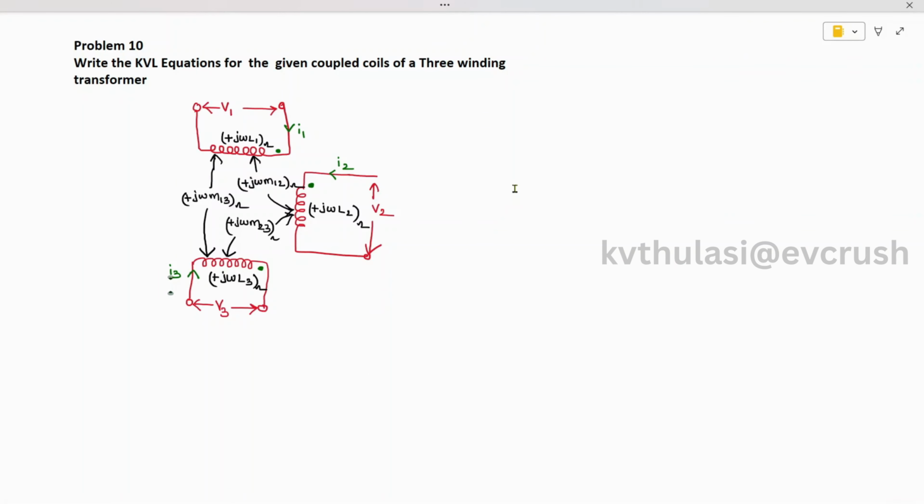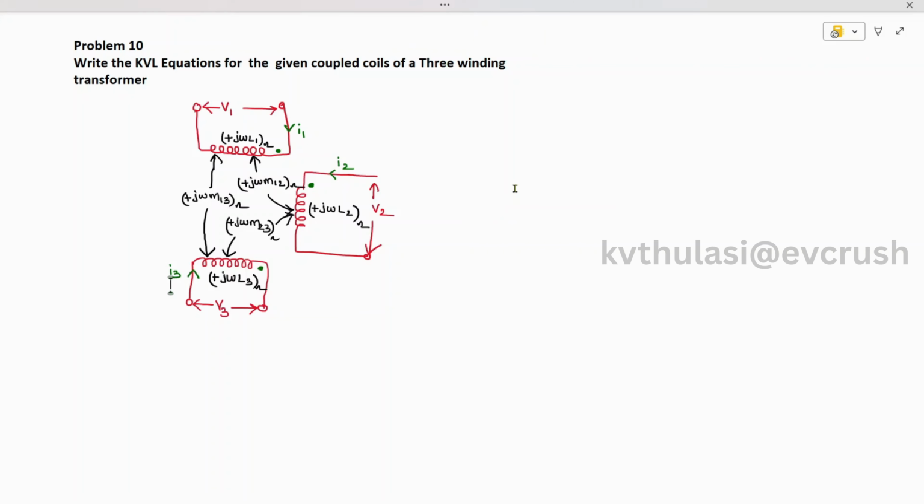Today we are going to solve problem number 10 on coupled coils. The given problem is: write the KVL equations for the given 3-winding transformer. This is very important. If you are able to write this KVL equation, then you can solve any category of problem which are mutually coupled.